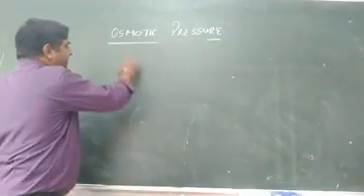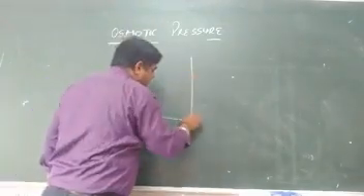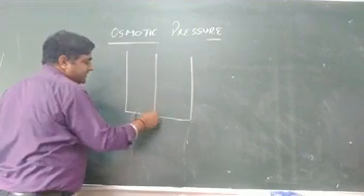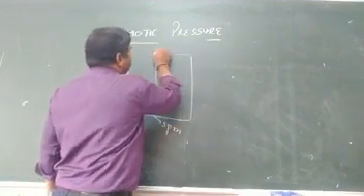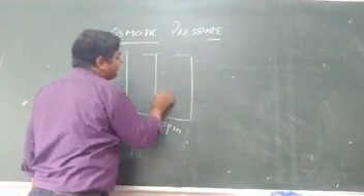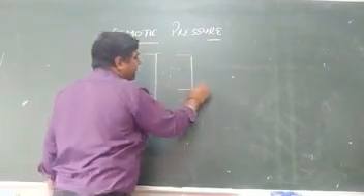Let us take a simple example. Let us take a container which has SPM, that is semi-permeable membrane, separating the two solutions. Here we take water, pure water.